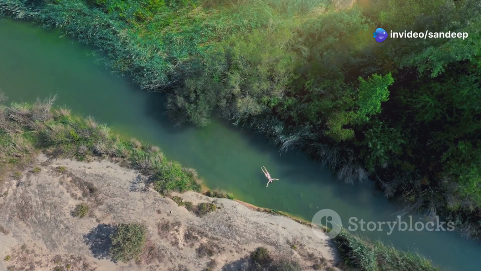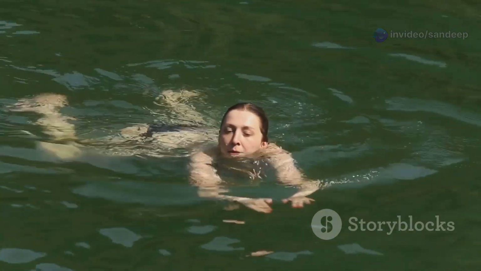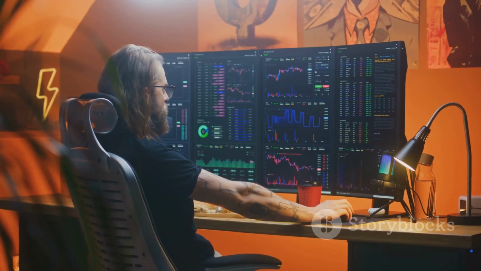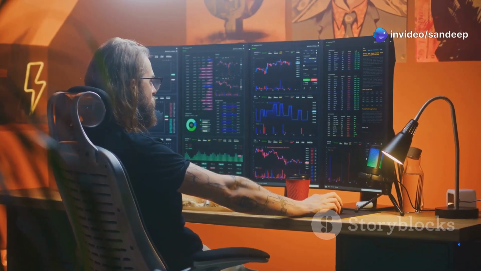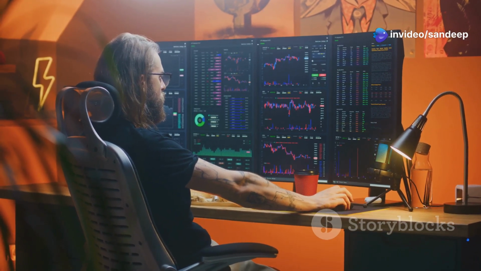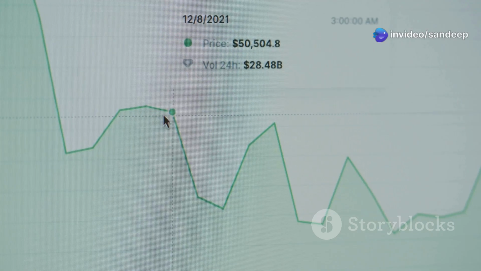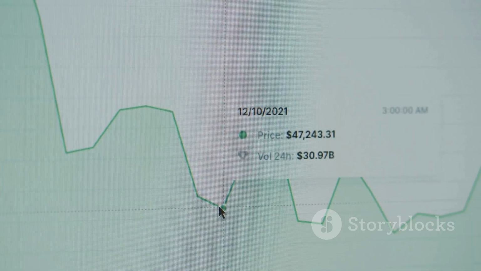Think of it like swimming in a river. You can try to swim upstream, but it's going to be a lot harder and you'll get tired quickly. It's much easier to just go with the flow. In trading, identifying the direction of the main current is your first job as a technical analyst. It's the single most important piece of information you can get from a chart.